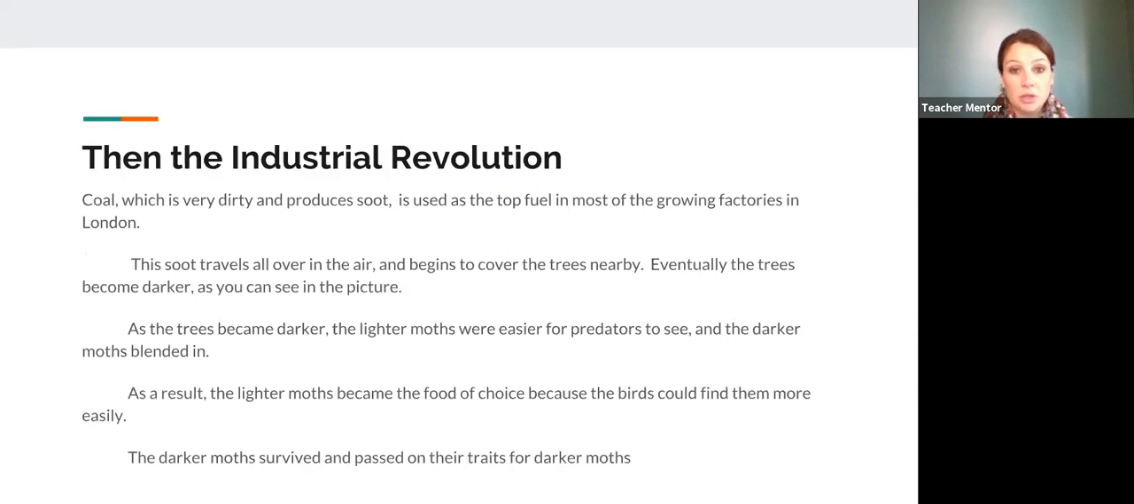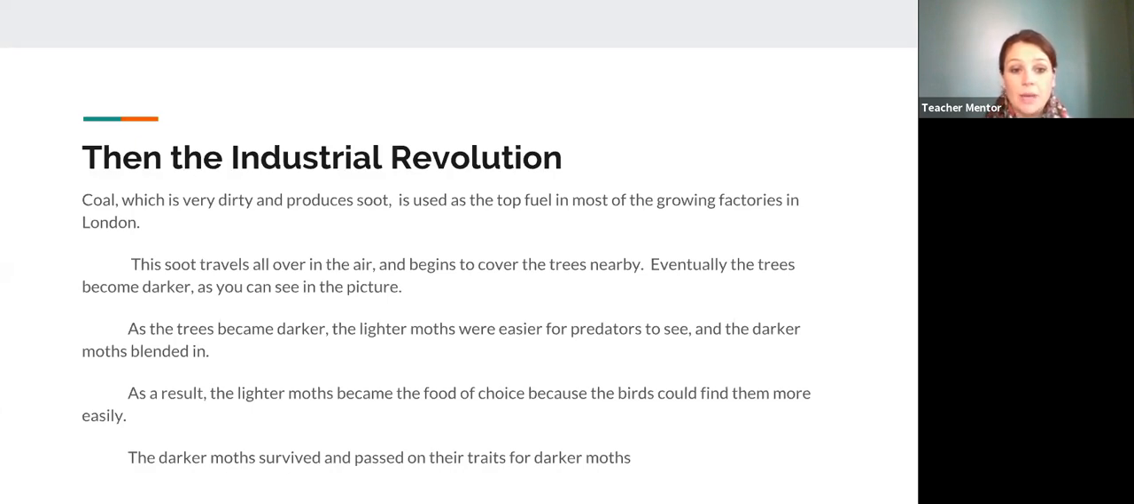Within the Industrial Revolution, coal was being used a lot more. And coal is very dirty and produces a lot of soot. It was used as one of the top fuels within the revolution. So the soot would travel all throughout the environment, and the trees nearby the industries started becoming very dark, very dirty, very covered in this soot.